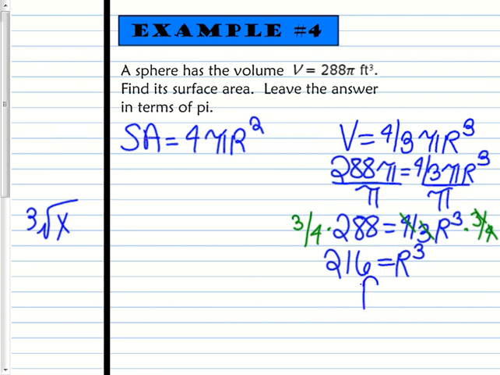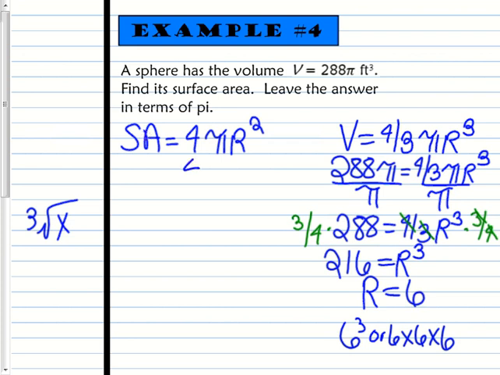So the radius is 6. And you can check that by saying, well, is 6 cubed, or 6 times 6 times 6, 216? And sure enough, it is. Okay, so that was the hardest part. You have 216. Hit those buttons on your calculator, second 0, and you'll find that the cubed root of 216 is the number 6. So now we have the radius.